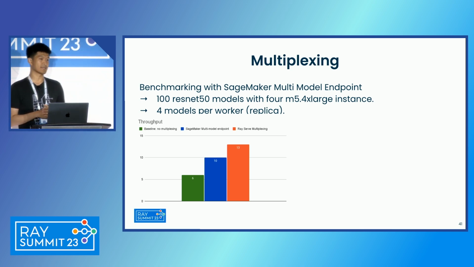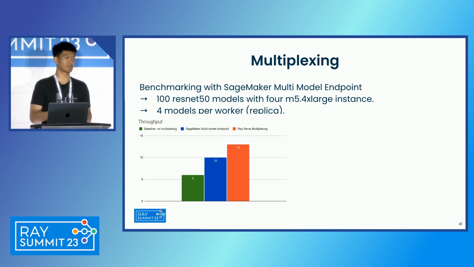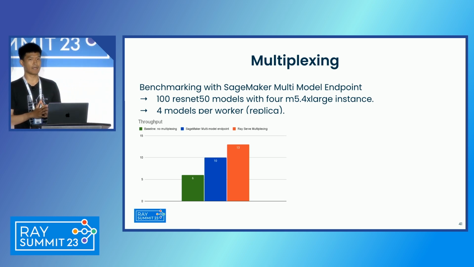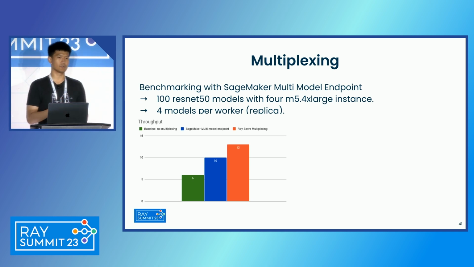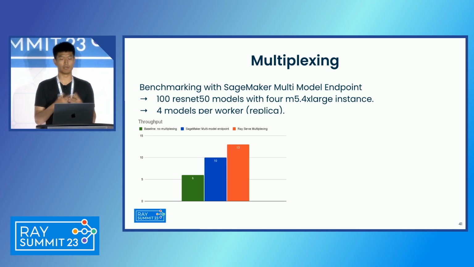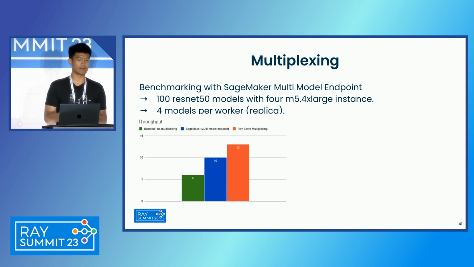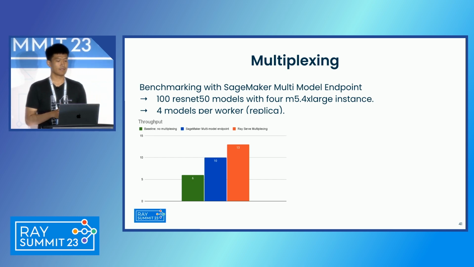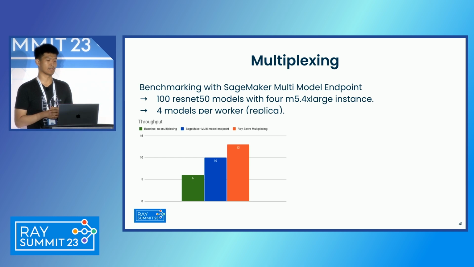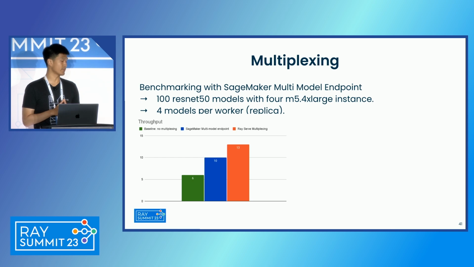The green one is the baseline. The baseline is no multiplexing, which I showed you at the first. It ends up with very bad throughput because you have to swap all the models all the time. The blue one is SageMaker, and the orange one is Ray Serve multiplexing. As you can see, Ray Serve multiplexing from our benchmarking has around 30% better throughput than SageMaker.